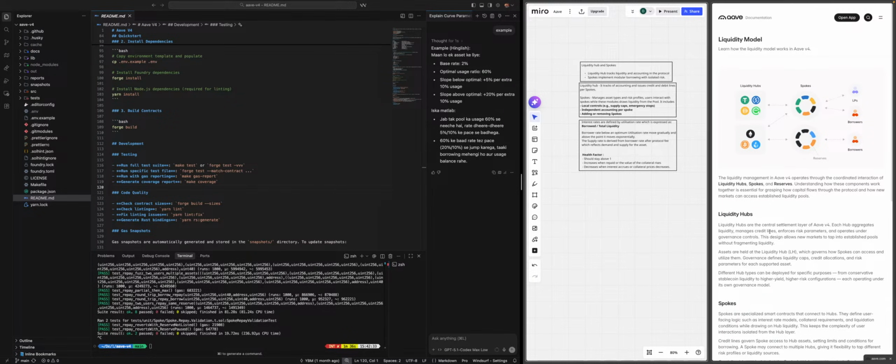Liquidity hubs are the settlement layer. Each hub tracks accounting, credit lines, debit lines, yes, and the risk parameters. I'll add that as well, the risk parameters.